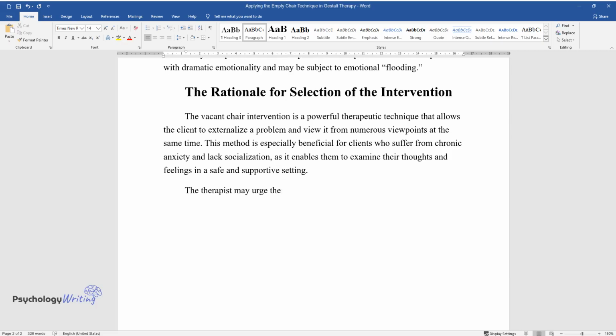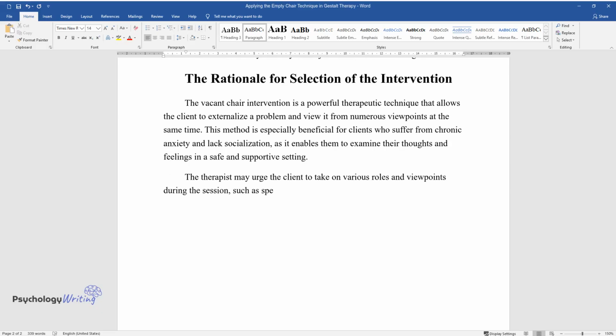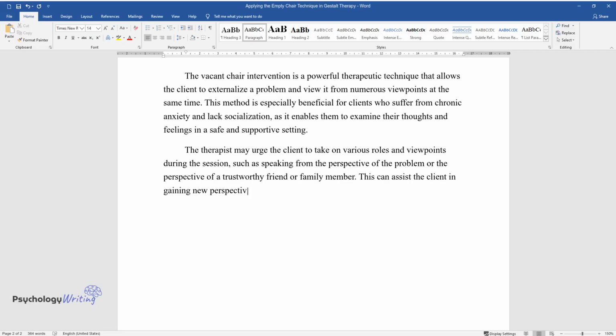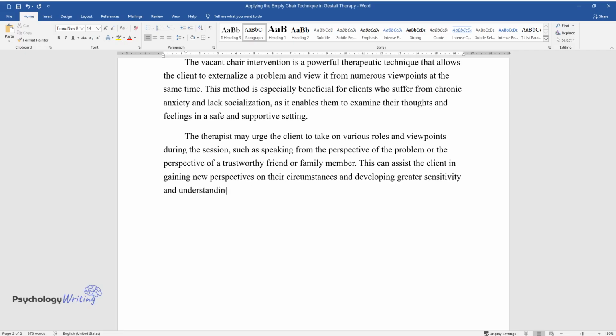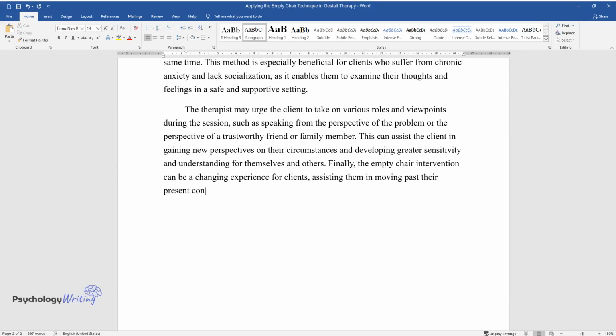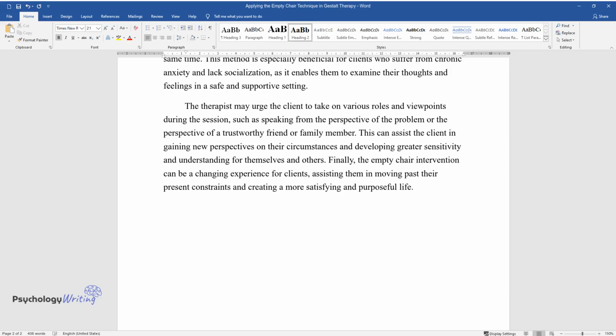The therapist may urge the client to take on various roles and viewpoints during the session, such as speaking from the perspective of the problem or the perspective of a trustworthy friend or family member. This can assist the client in gaining new perspectives on their circumstances and developing greater sensitivity and understanding for themselves and others. Finally, the empty chair intervention can be a changing experience for clients, assisting them in moving past their present constraints and creating a more satisfying and purposeful life.